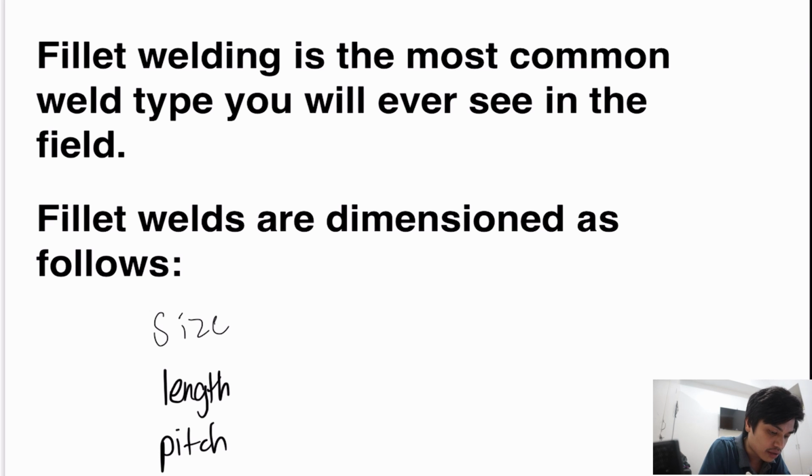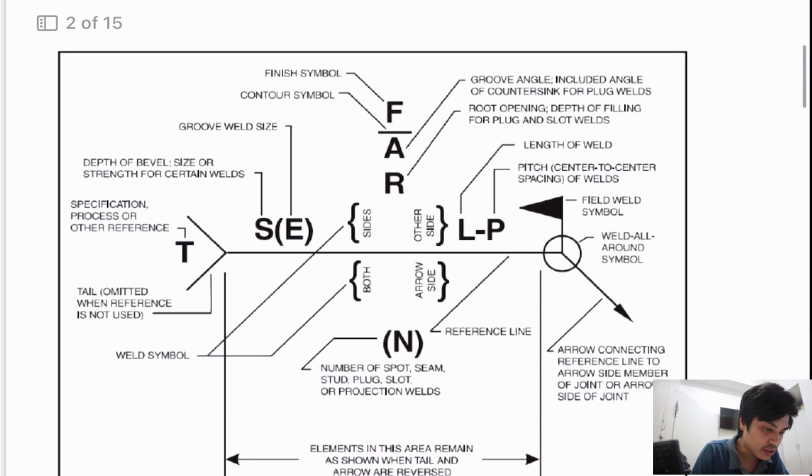The pitch of the weld does not always have to be included, but it must be indicated in the drawing if it is required. So this is the general symbology of a welding symbol. As you can see, all of these parts are present in the fillet welding symbol. So what can you omit from this one? It is obvious that the groove weld size will not be part of it.